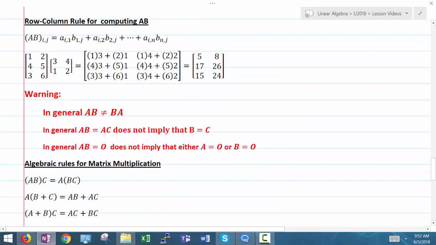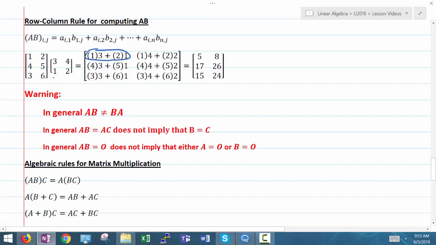That's called the row-column rule for computing A times B, and this is the way you're going to do it most of the time. Here, I'm going to take the first row of A and the first column of B, and multiply the components. I'm going to do 1 times 3 plus 2 times 1. So here I've written that out. Then I'm going to repeat that process.